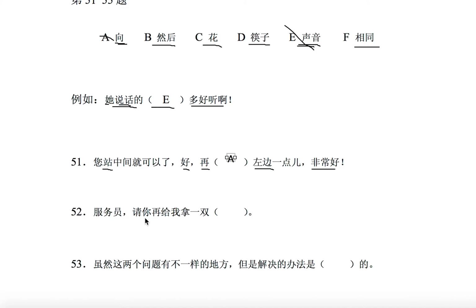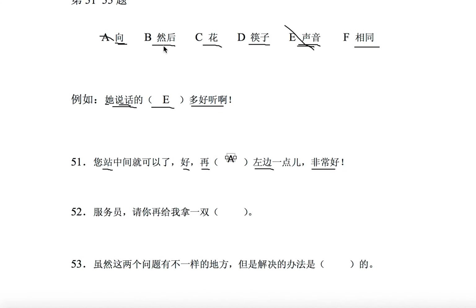服务员请你再给我拿一双。一双 means a pair of. What is something that usually comes with a pair? Pants? Yes, a pair of pants. Or underpants? A pair of underpants? Or chopsticks? Yeah, you cannot use one chopstick to hold food, right? A pair of chopsticks. Okay? A pair of flower, no, and this one is not even a noun.